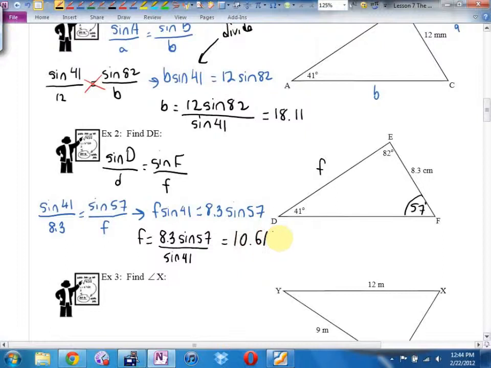That's the sine law. That's the sine law to find a side. You can also use the sine law to find an angle. You know how you find the angle? Shift. Eventually.